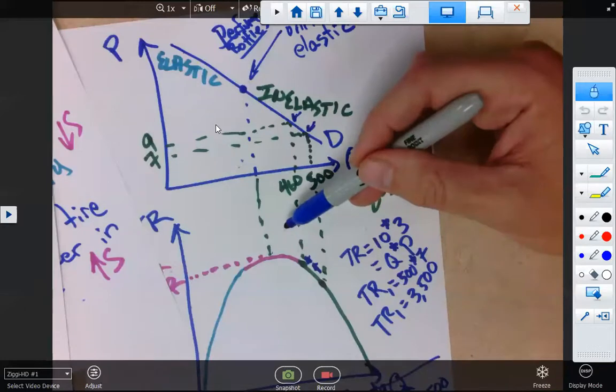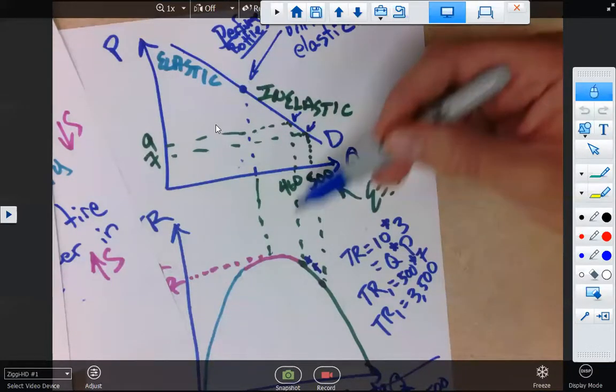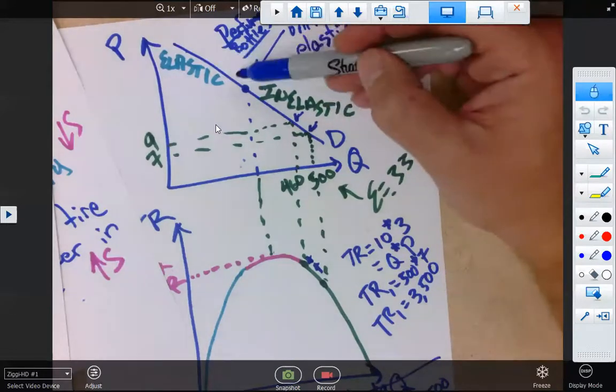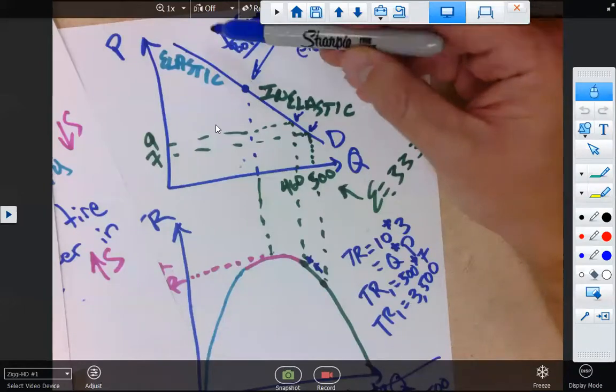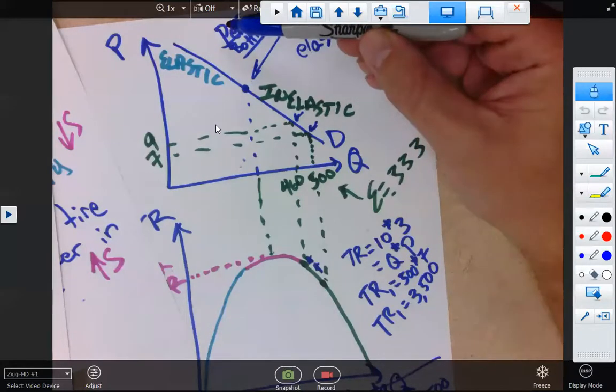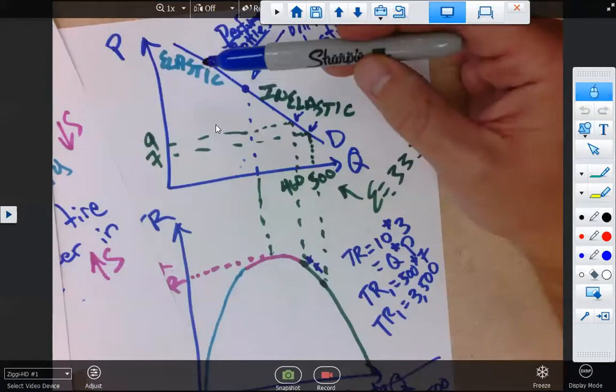So alternately, right, and we'll start with this in class on Thursday. If we're in an elastic range, what would we have to do to increase the total revenue? Decrease the price. Very good. Awesome. Okay, cool.